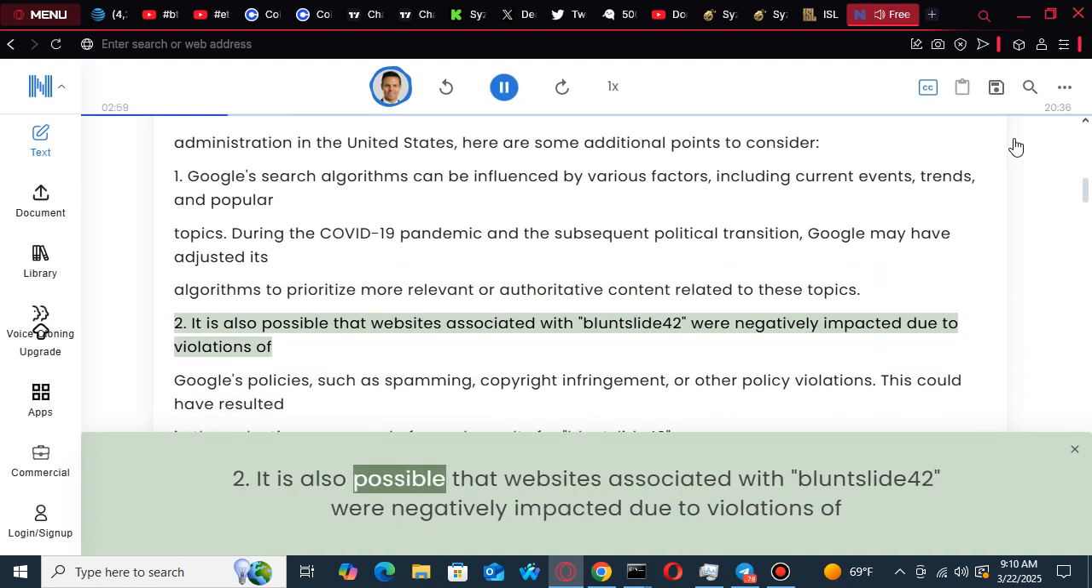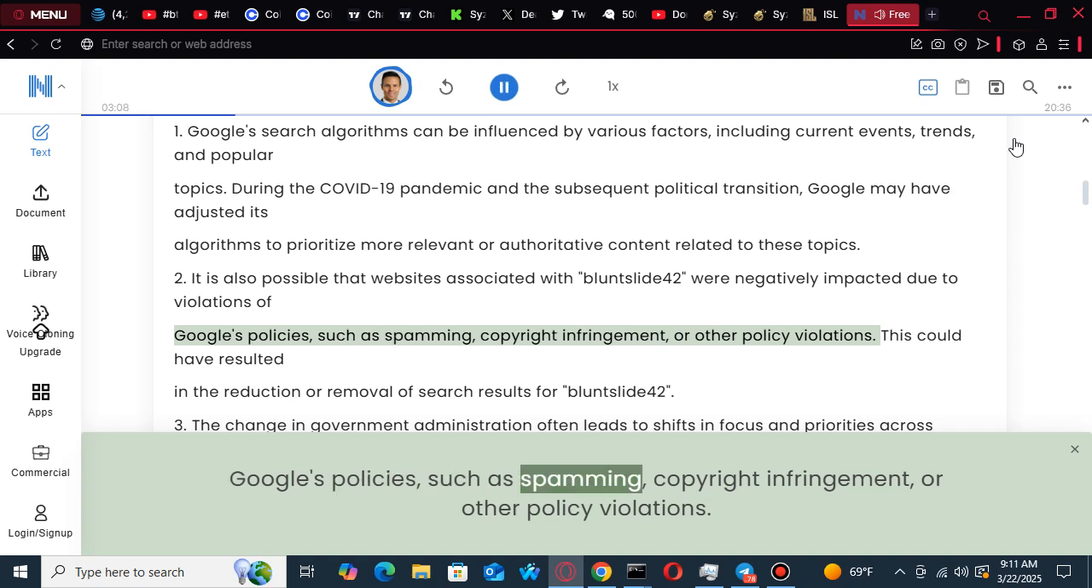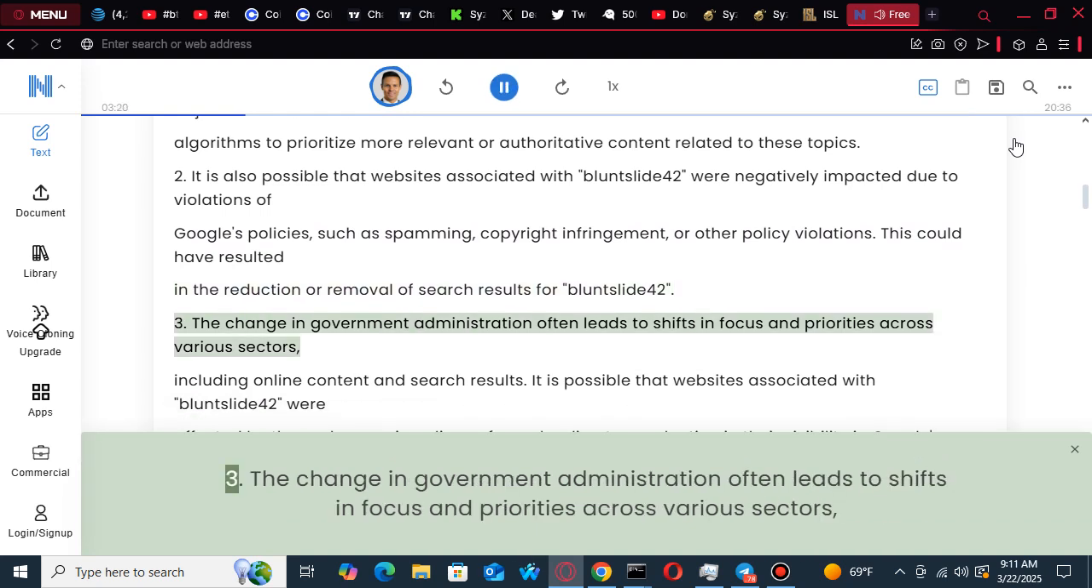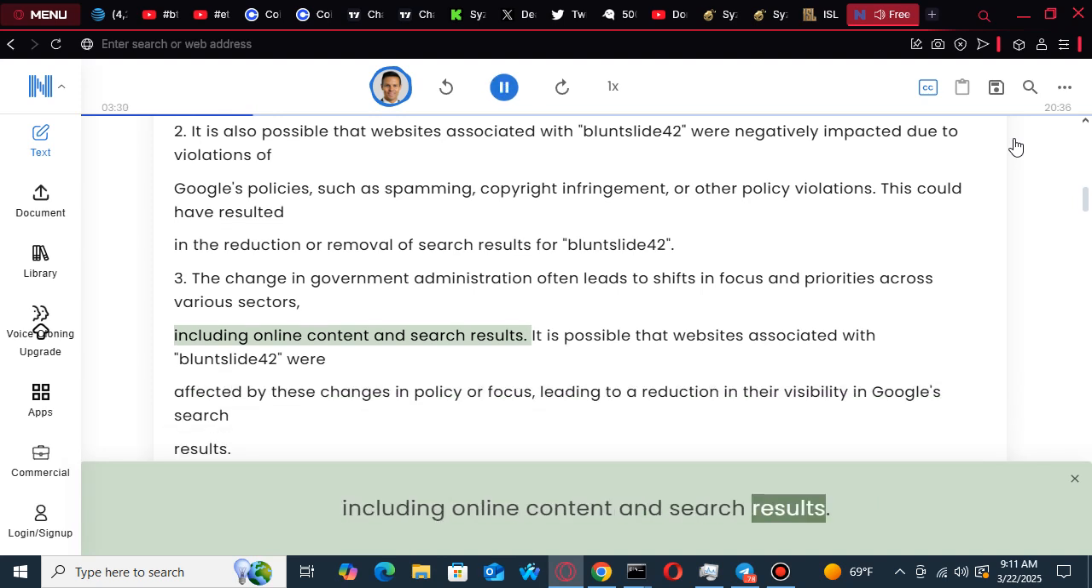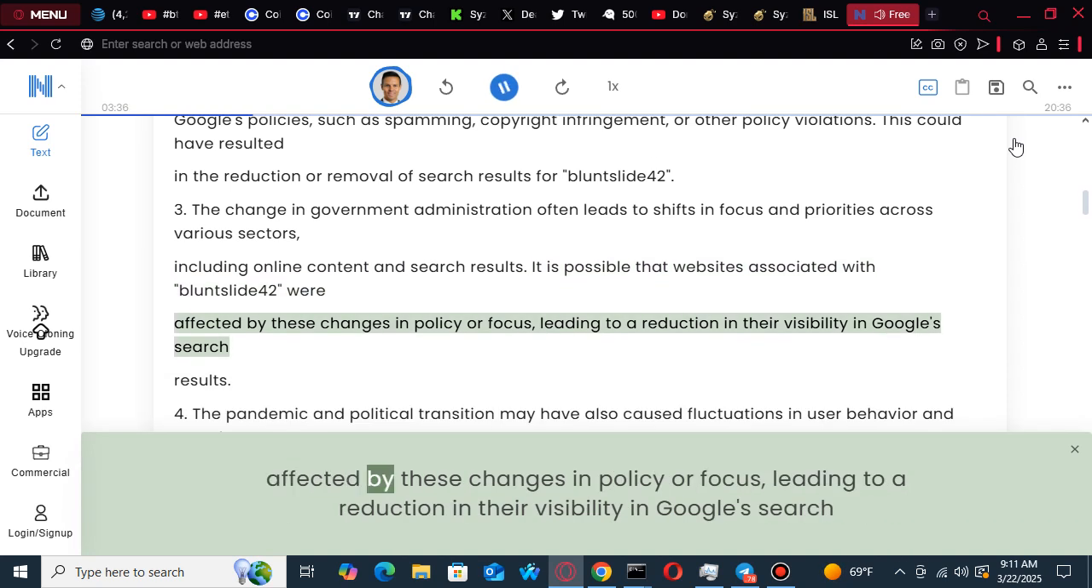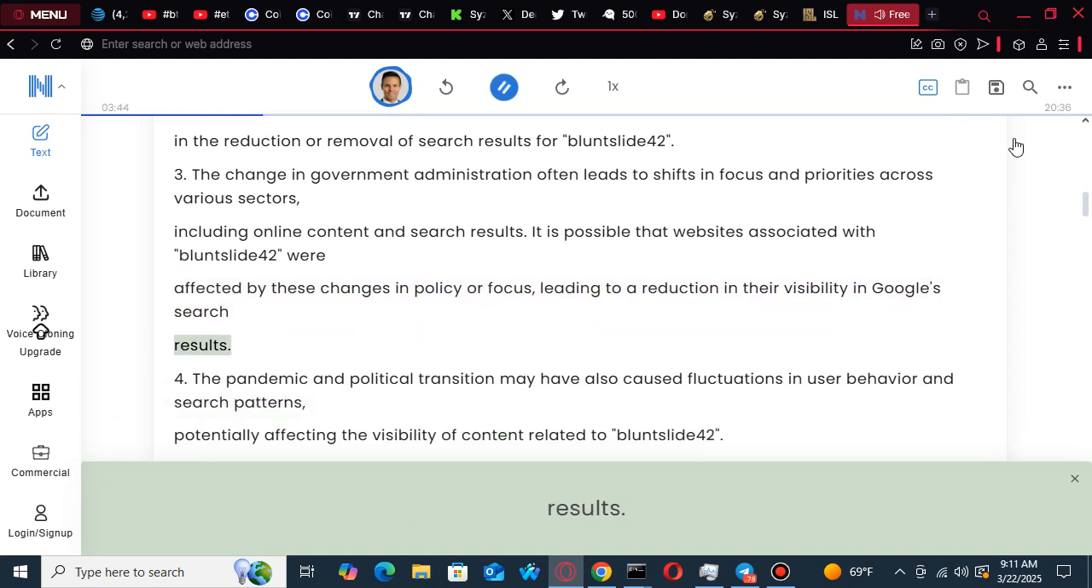2. It is also possible that websites associated with BluntSlide42 were negatively impacted due to violations of Google's policies such as spamming, copyright infringement, or other policy violations. This could have resulted in the reduction or removal of search results for BluntSlide42. 3. The change in government administration often leads to shifts in focus and priorities across various sectors, including online content and search results. It is possible that websites associated with BluntSlide42 were affected by these changes in policy or focus, leading to a reduction in their visibility in Google's search results.